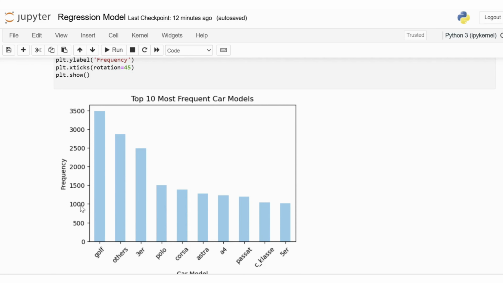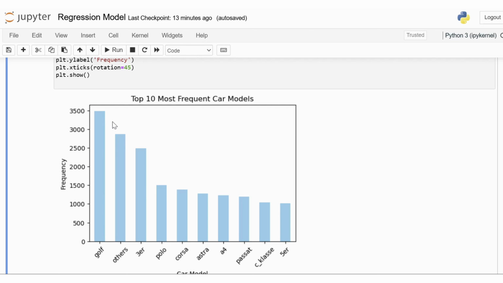So, the x-axis represents the car models, and the y-axis represents the frequency, or the number of times each car model appears in the dataset. The car model Golf has the highest frequency, with around 3,500 occurrences. This indicates that Golf is the most common car model in the dataset. The Others category also has a high frequency, close to Golf. This category might represent a collection of less common car models grouped together.